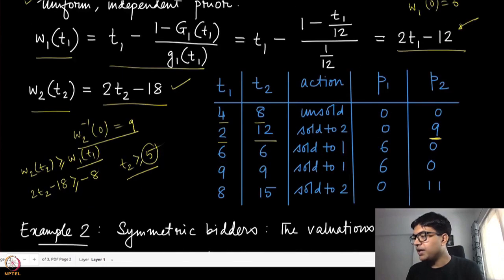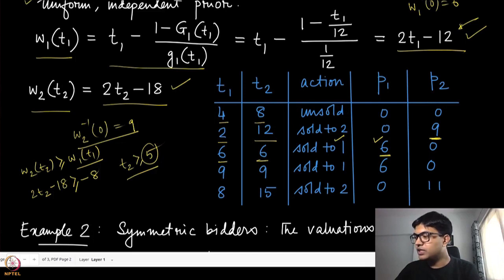Okay, so similarly, we can do the calculation for when both these cases are 6. So in this case, this exactly becomes equal to 0. W1 and W2T2 is not crossing the threshold of 0. So therefore, the inverse thing happens. It goes to player 1, and this number, which is W1 inverse of 0, becomes the payment for player 1.